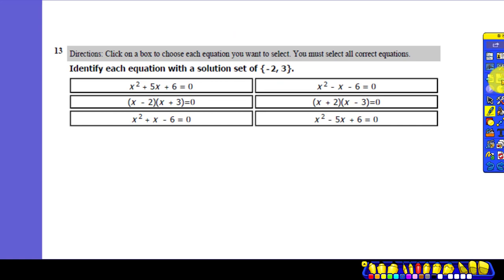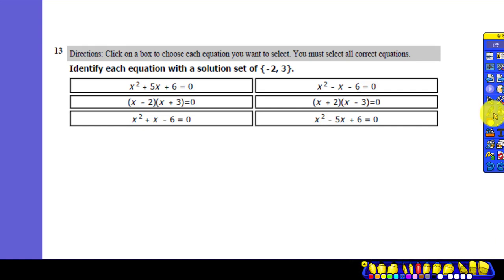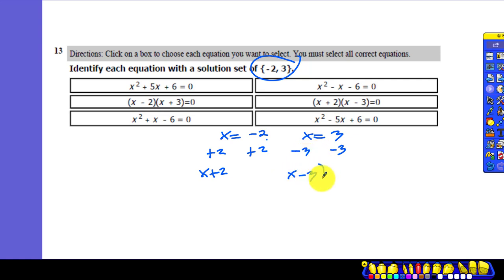All right, what about this? How do we get the equation with a solution set of -2 and 3? If they gave you a solution set and we need to find the equation, start by looking for your x-intercepts. And from here, you look for the factors by adding 2 to both sides. You get x plus 2 here. What about here? Subtract 3, x minus 3. Now you have your factors.